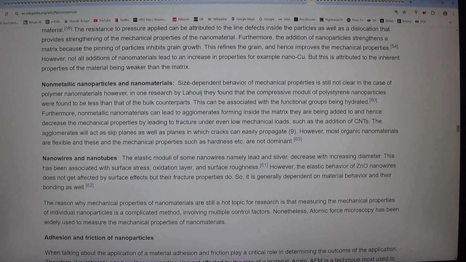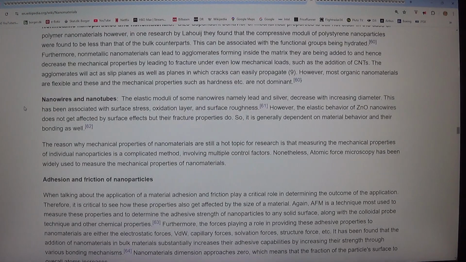Furthermore, non-metallic nanomaterials can lead to agglomerates forming inside the matrix they are being added to, and hence decrease the mechanical properties by leading to fracture under even low mechanical loads, such as the addition of CNTs. The agglomerates will act as slip planes as well as planes in which cracks can easily propagate. However, most organic nanomaterials are flexible, and mechanical properties such as hardness etc. are not dominant. Nanowires and nanotubes.